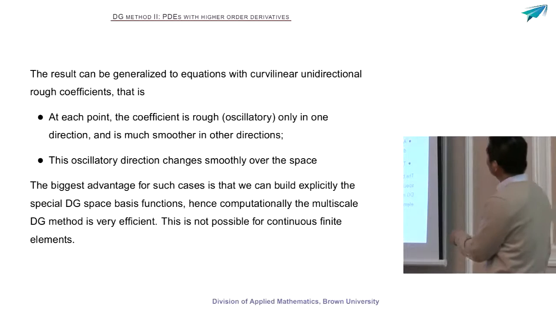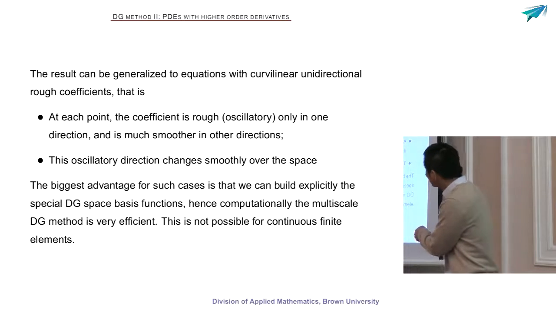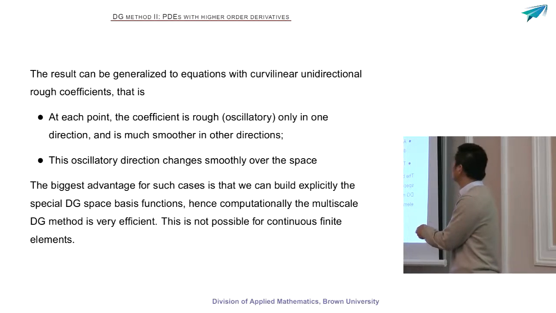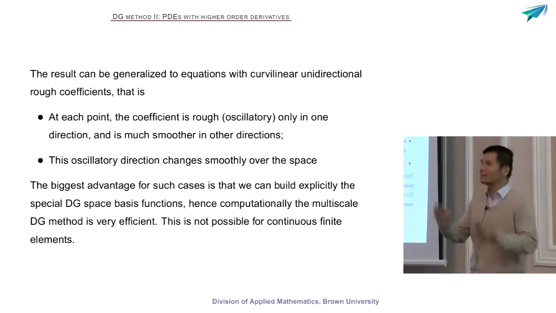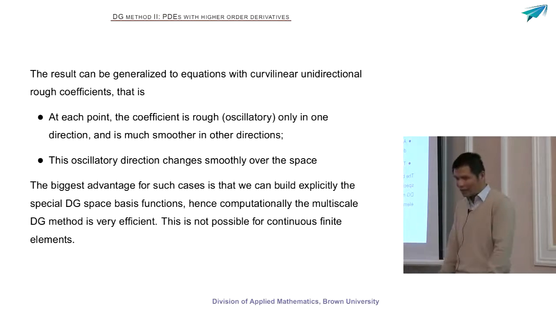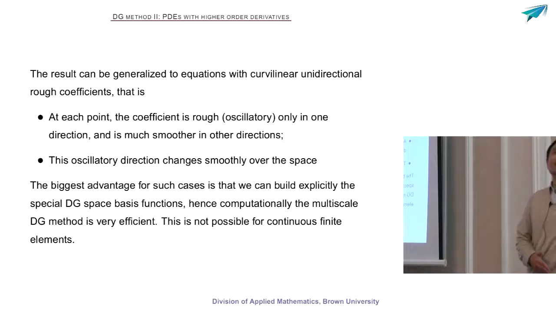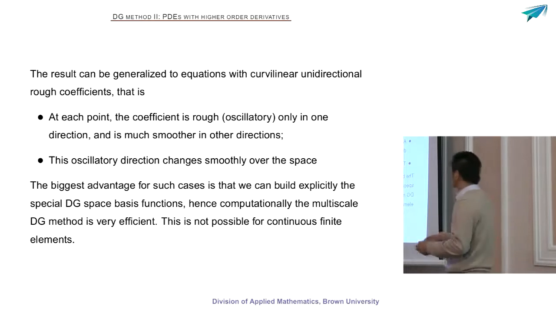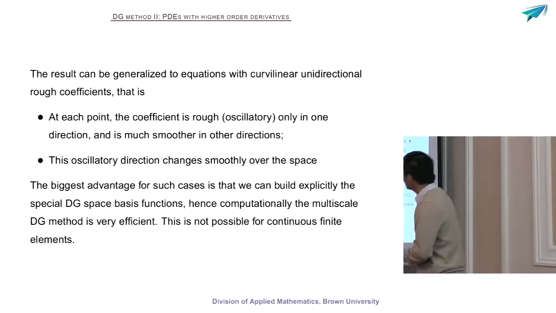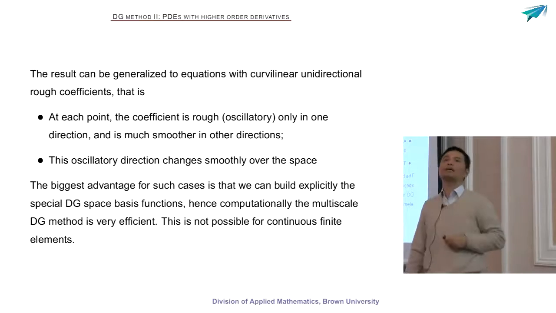Generalized equation with curvilinear, this is what I said: at each point the coefficient is rough, oscillatory only in one direction, and much smoother in the other directions. This oscillatory direction changes smoothly over space, exactly as I explained before. You are here, the electric field is in this direction; you are here, the electric field is in a slightly different direction. But at each location, there is an electric field pointing to an oscillatory direction, and the orthogonal direction is non-oscillatory, much less oscillatory. And you can get exactly the same error estimate as before.